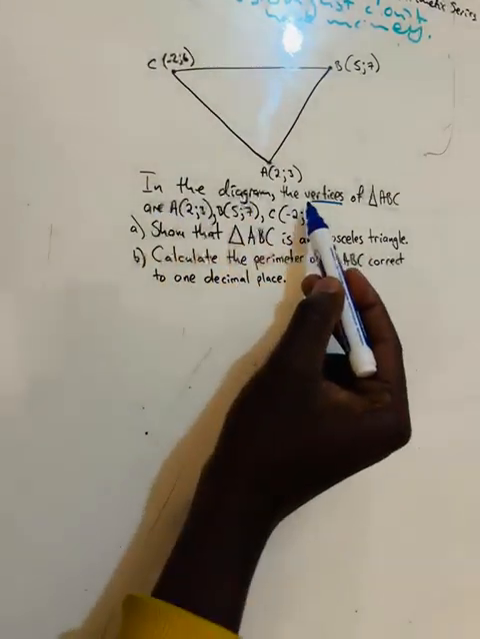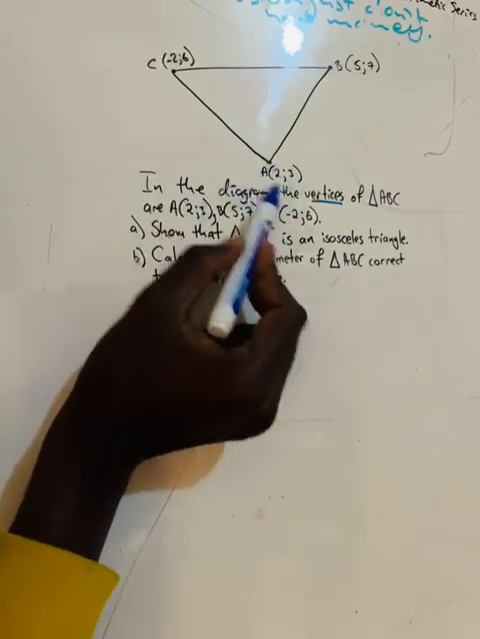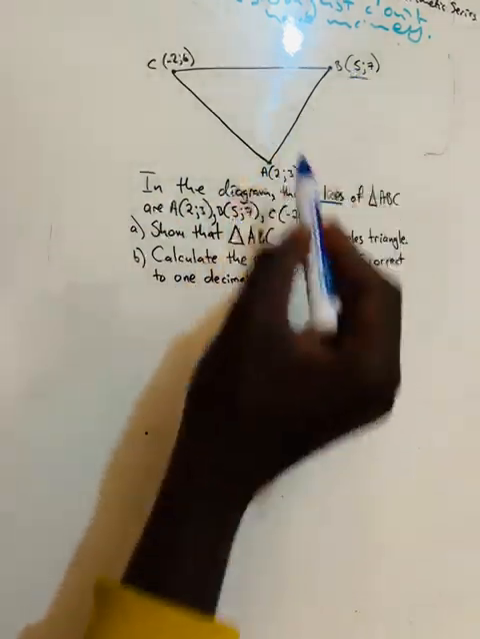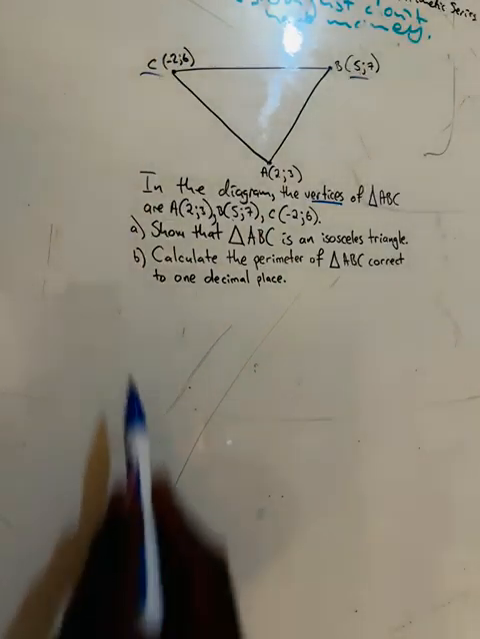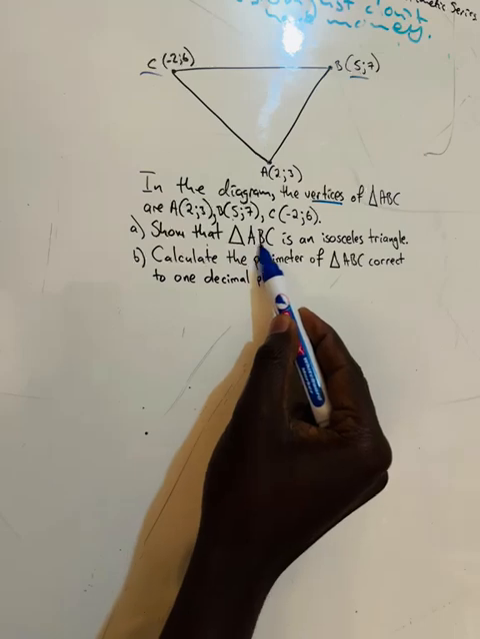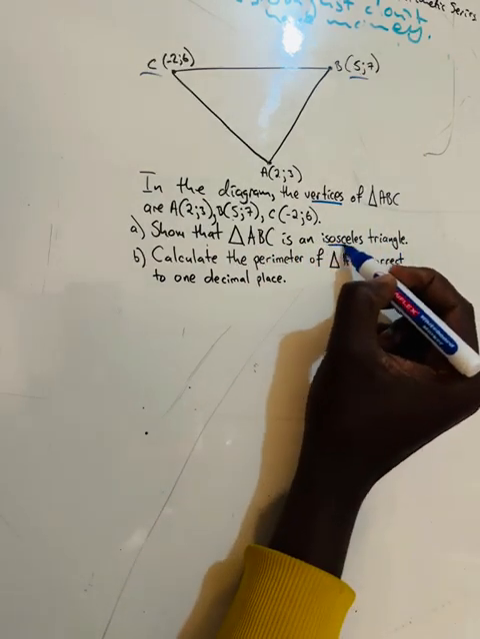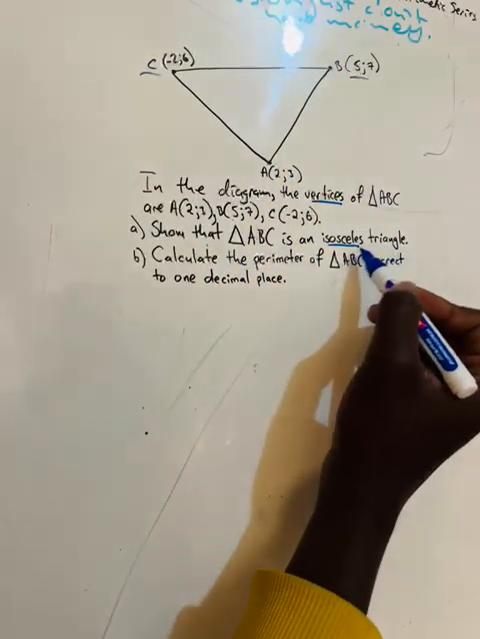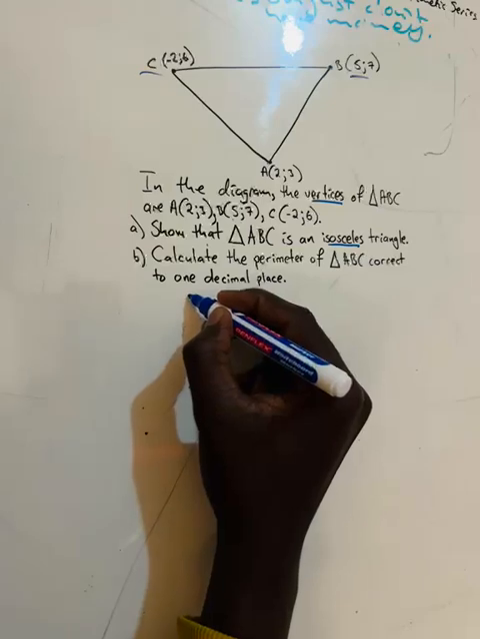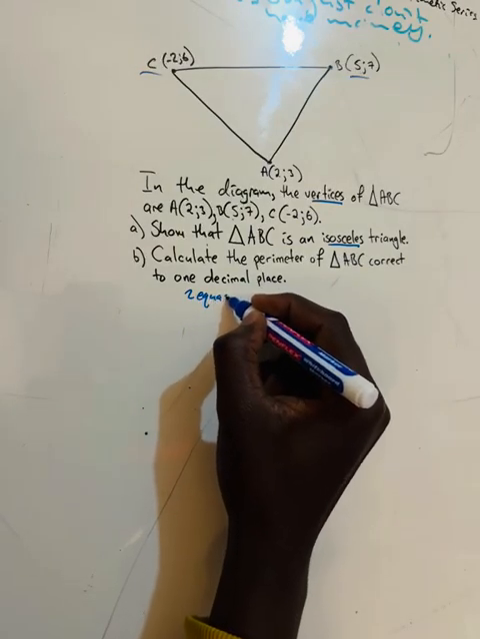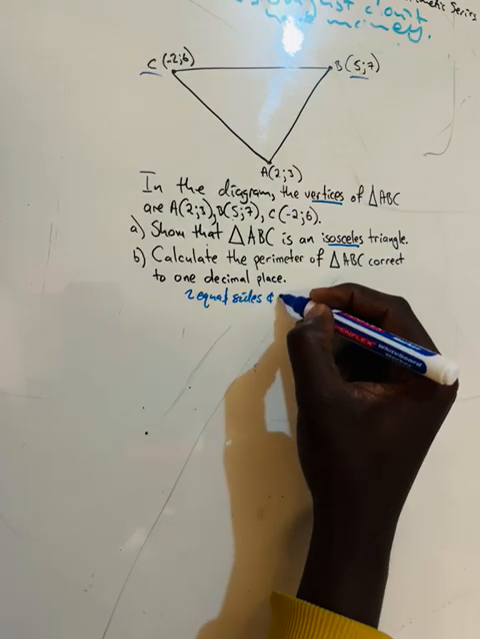Now, in the diagram, the vertices of triangle ABC are, at point A, we are given the coordinates. Point B, they are the coordinates, and point C, they are the coordinates. Now, what is the question asking? They say, show that triangle ABC is an isosceles triangle. So we must show that this triangle is an isosceles. What do we know about an isosceles? We know that an isosceles has two equal sides and two equal angles.